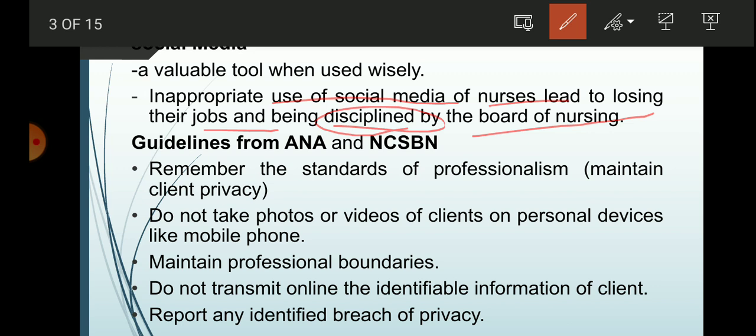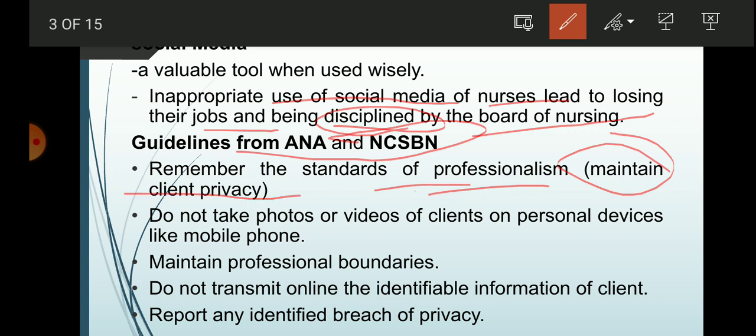So there are guidelines from ANA and NCSBN. Remember the standards of professionalism. Maintain client privacy. Do not take photos or videos of clients on personal devices like mobile phones. Because if you take pictures without asking consent or permission from your patient, or take photos or videos when they're undergoing a particular procedure, that might lead to invasion of privacy. You'll be charged for that matter.